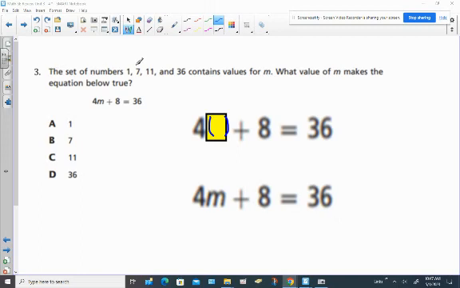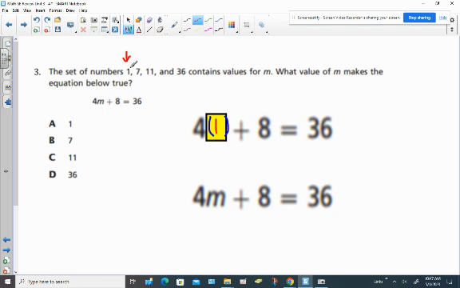The set of numbers 1, 7, 11, and 36 contain values for m. What value of m makes the equation below true? We have two approaches. One approach is we can take each answer choice and substitute it in and finish up the job.